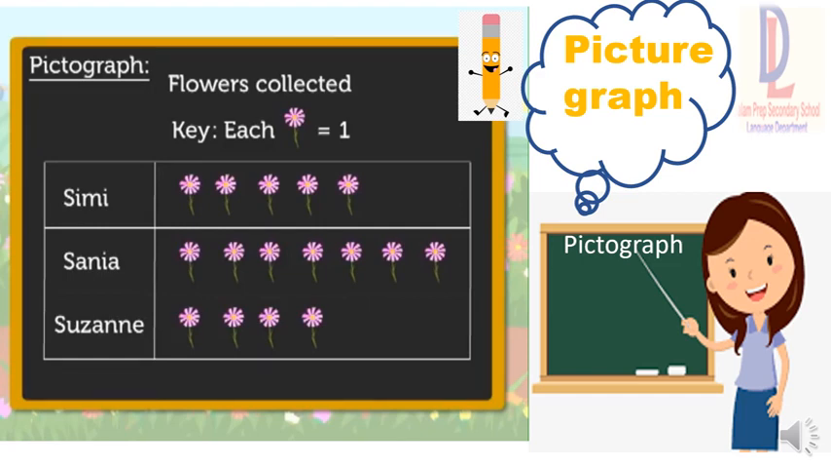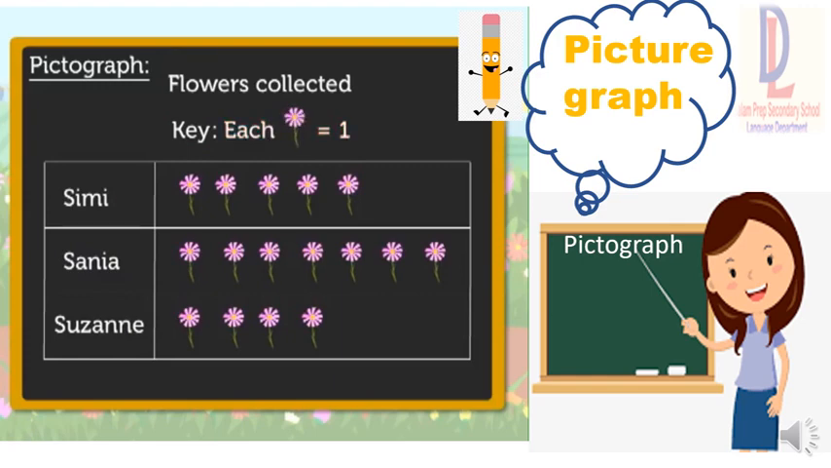Every pictograph has: 1. A title which tells us what the pictograph is about. 2. Pictures which tell us the given number of objects. 3. Labels which tell us what kind of data is shown. 4. The key which tells us the number each picture is equal to.